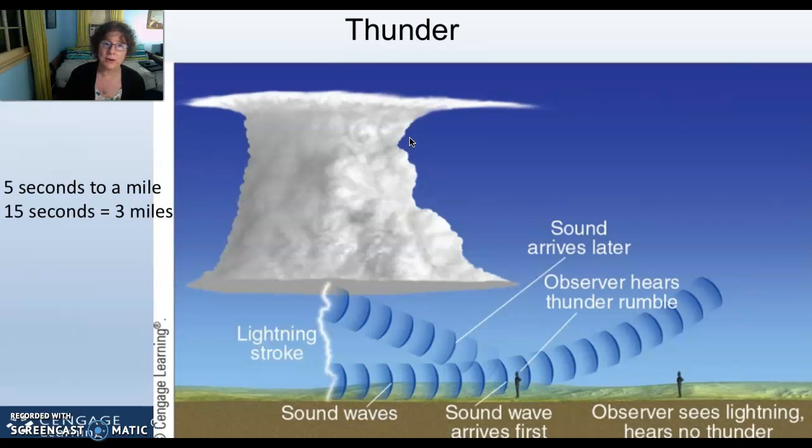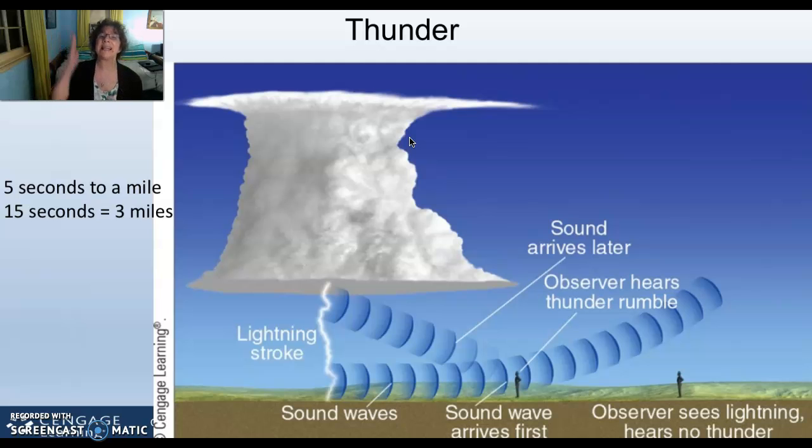In regards to thunder, there's always lightning before thunder, and the thunder is generally traveling slower, with the sound waves, than the lightning, of course. It is 5 seconds to a mile, which is why you say 1 Mississippi, 2 Mississippi, 3 Mississippi, because you're trying to replicate the 5 seconds so you can figure out how many miles away the storm may be. Now, there are different types of thunder.